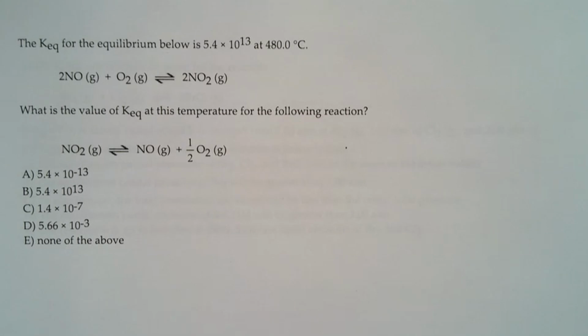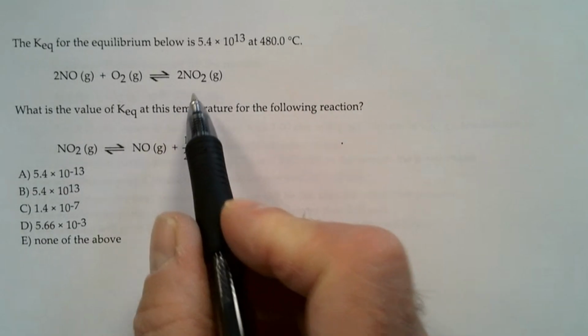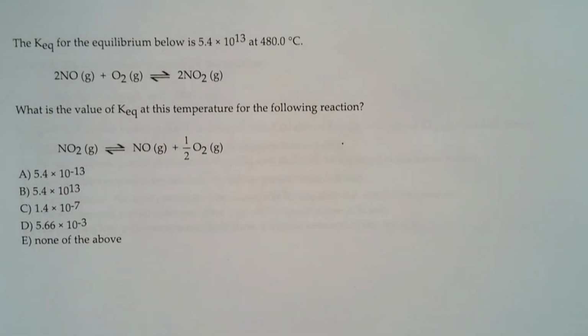The equilibrium constant for the reaction below is 5.4 times 10 to the 13th at some temperature. Does that favor reactants or products? Products. Yeah, huge number. Got to be more of this at equilibrium than anything else. So it says, what is the value of K at this temperature for this reaction?